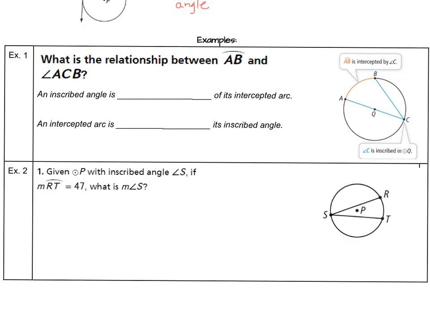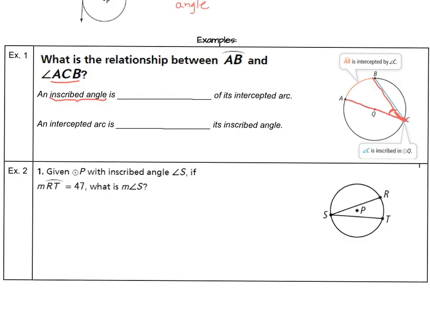Example 1: what is the relationship between arc AB and angle ACB? There's a couple of ways that we can interpret our definition from the beginning. An inscribed angle, so that would be angle ACB. I'm going to go from A through the center over to C and then up to B. That's my inscribed angle. Go ahead and put an arc on the inside where point C is. If you have a second color, make sure you're color coding this to match every time. C is the vertex for that inscribed angle.